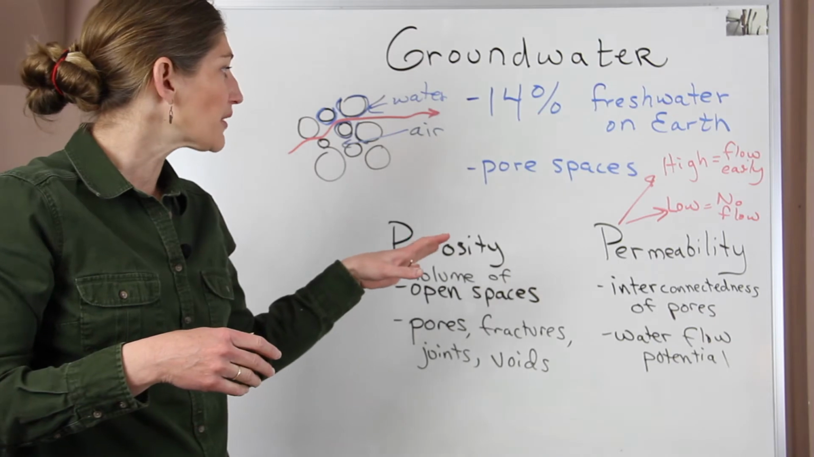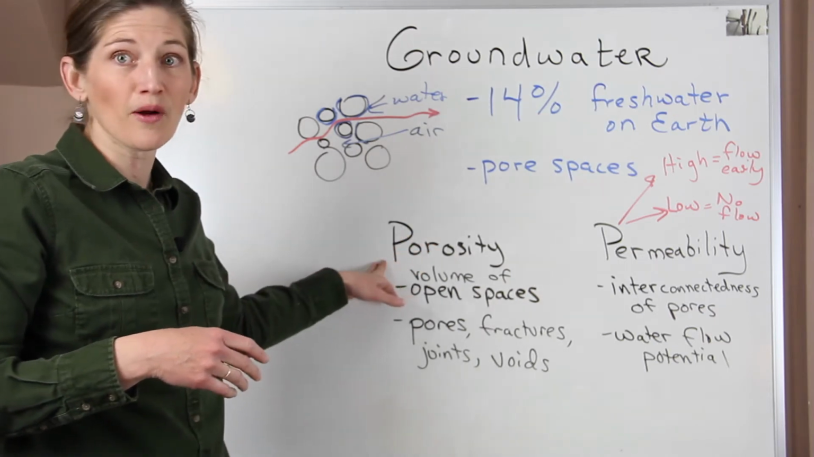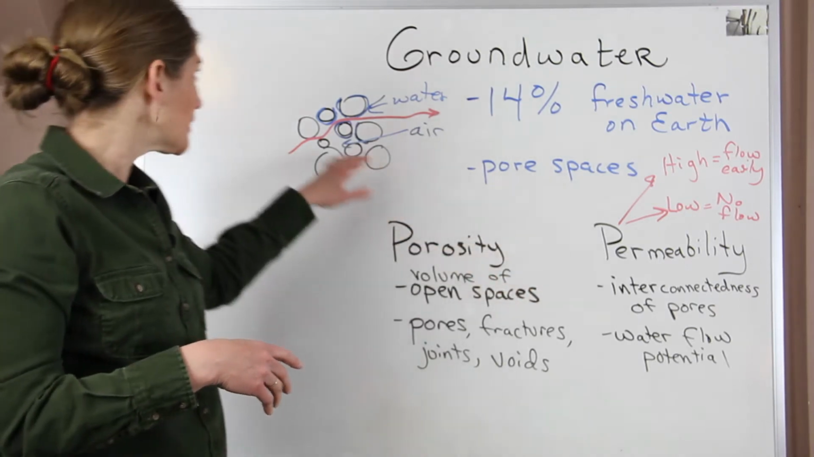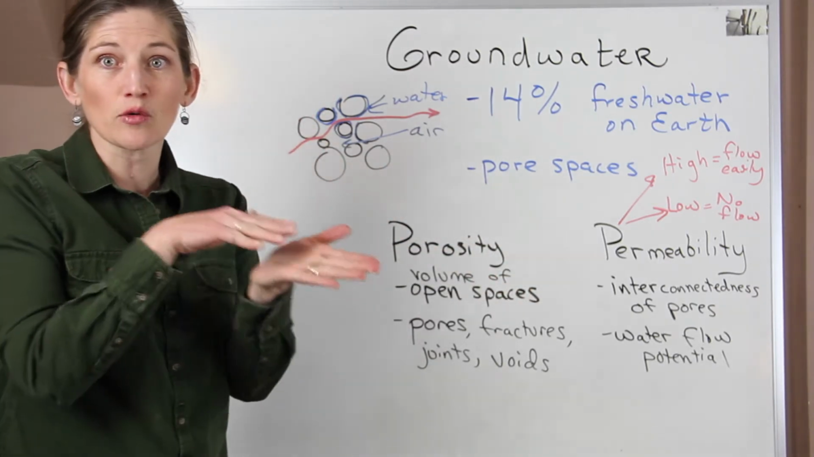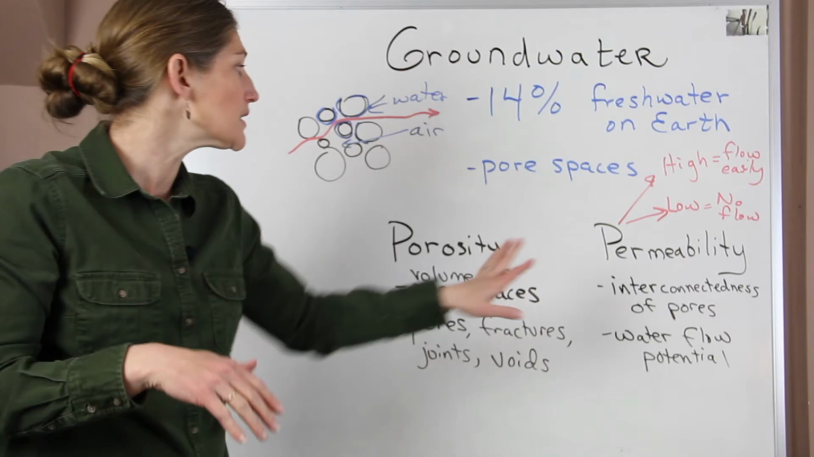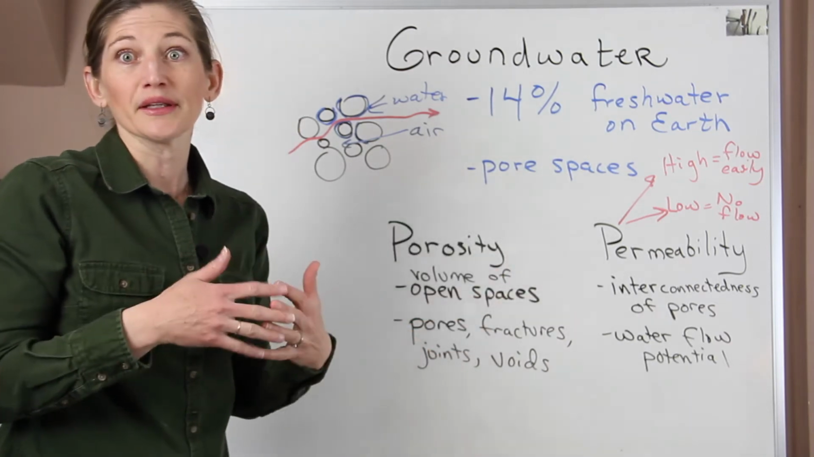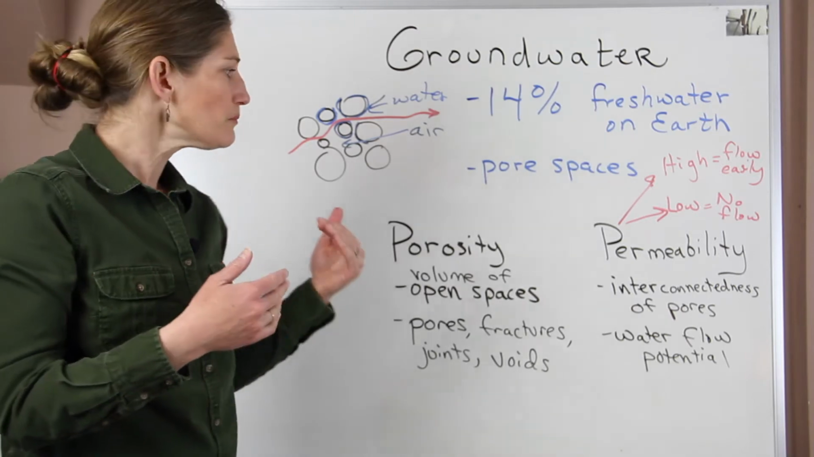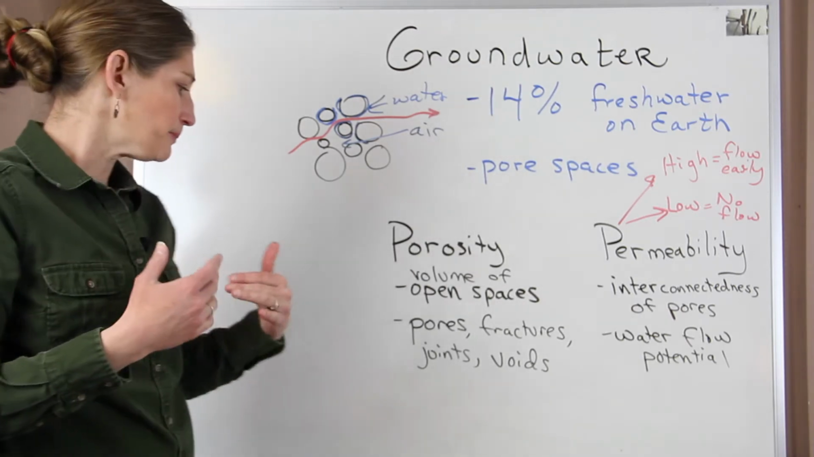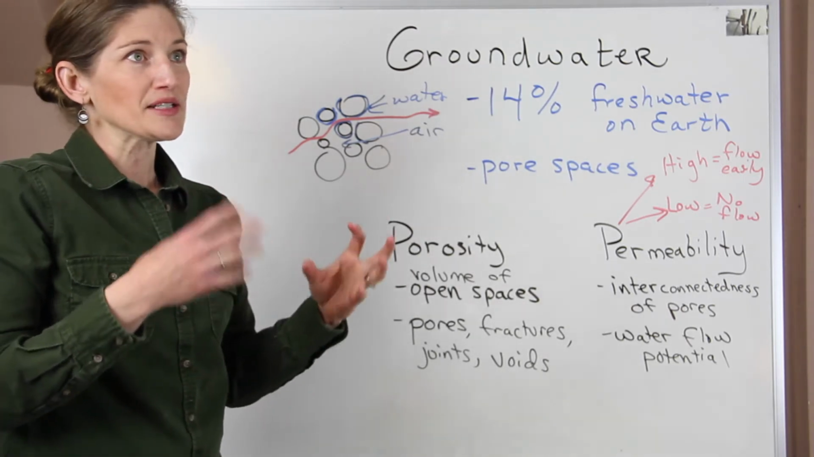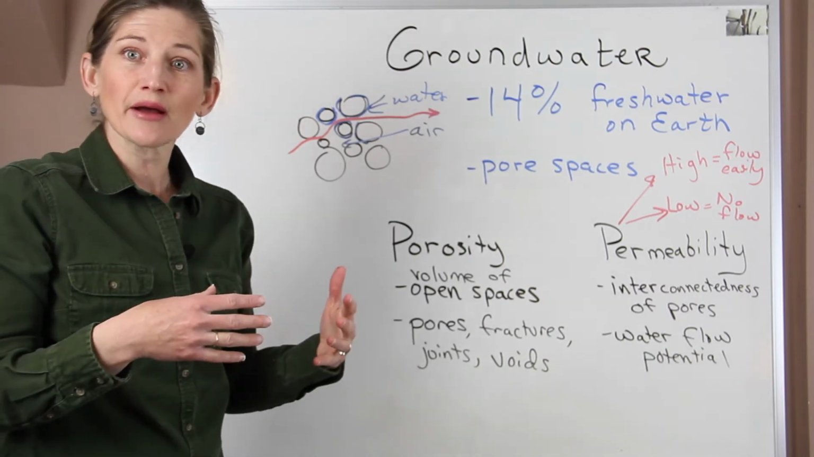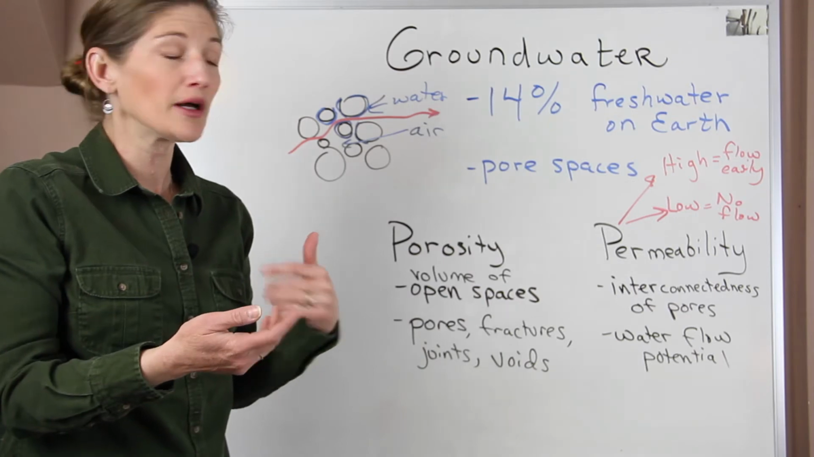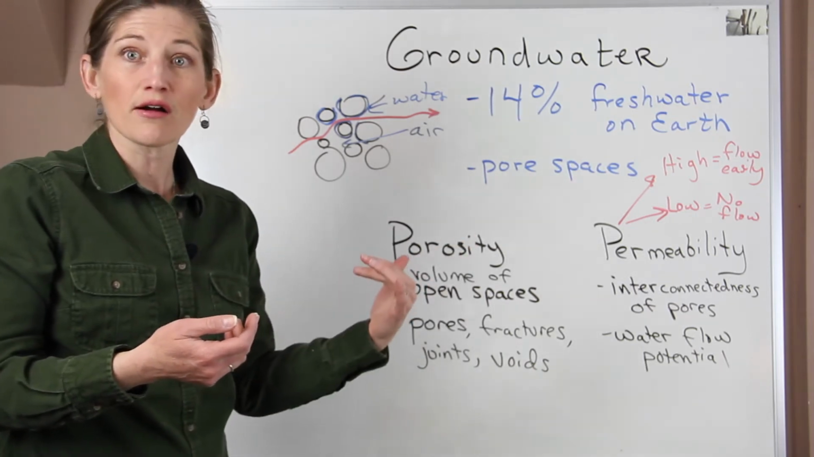If we have something that has some porosity, it has pore spaces, but a low permeability, maybe the grains are multiple sizes or they're locked together really closely, then the water won't be able to flow through it very well. So if we have a material that slows the amount of water that moves, so water can be stored within it, but it doesn't flow very well, we call that an aquitard.